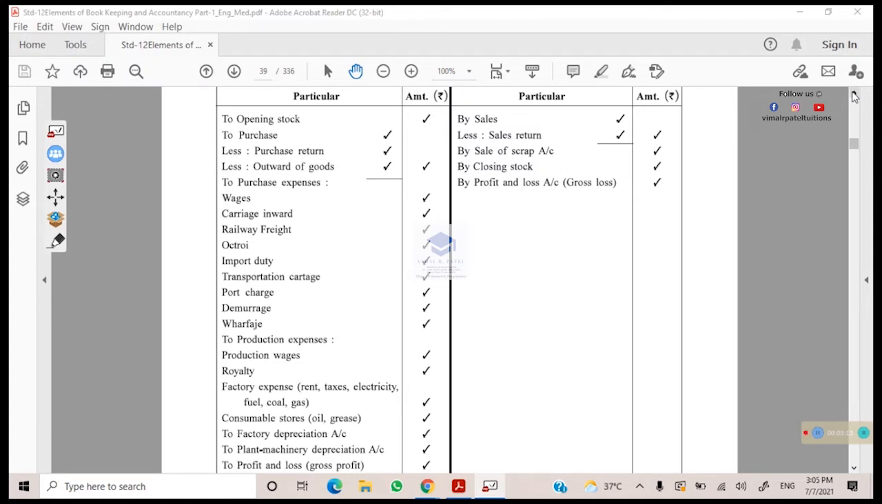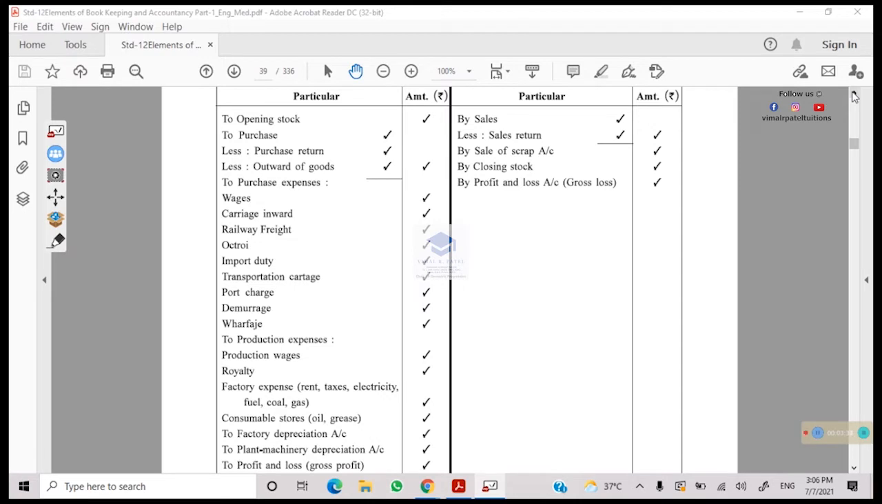Suppose we have imported goods from a foreign country, they must have arrived at a port, and on the due date we are supposed to take the delivery, but we are taking delivery late. So for that extra period they will keep our goods, and for that they will charge a penalty. That is called demurrage. It may be charged by railway, port authority. Then wharfage.